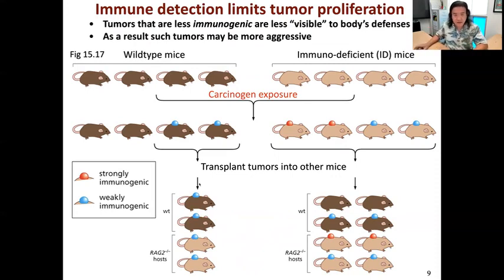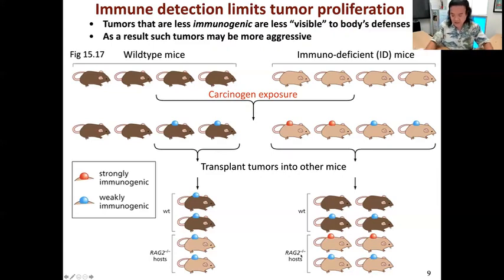Here's another experiment. Let's say you have two mouse strains. This dark brown one is a normal, healthy wild type strain. This light brown one is designed or bred to be immunodeficient. It has some sort of deficiency in its immune system. In this case, these are RAG2 knockout mice.